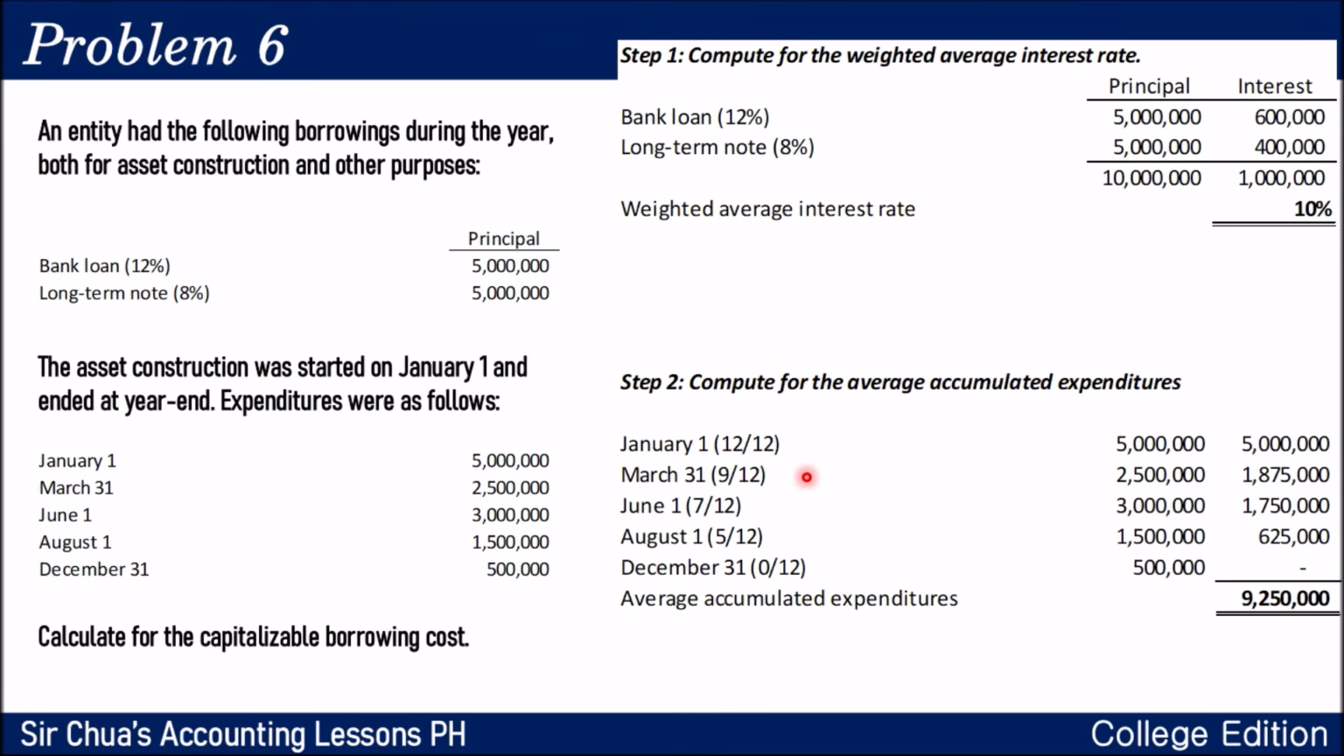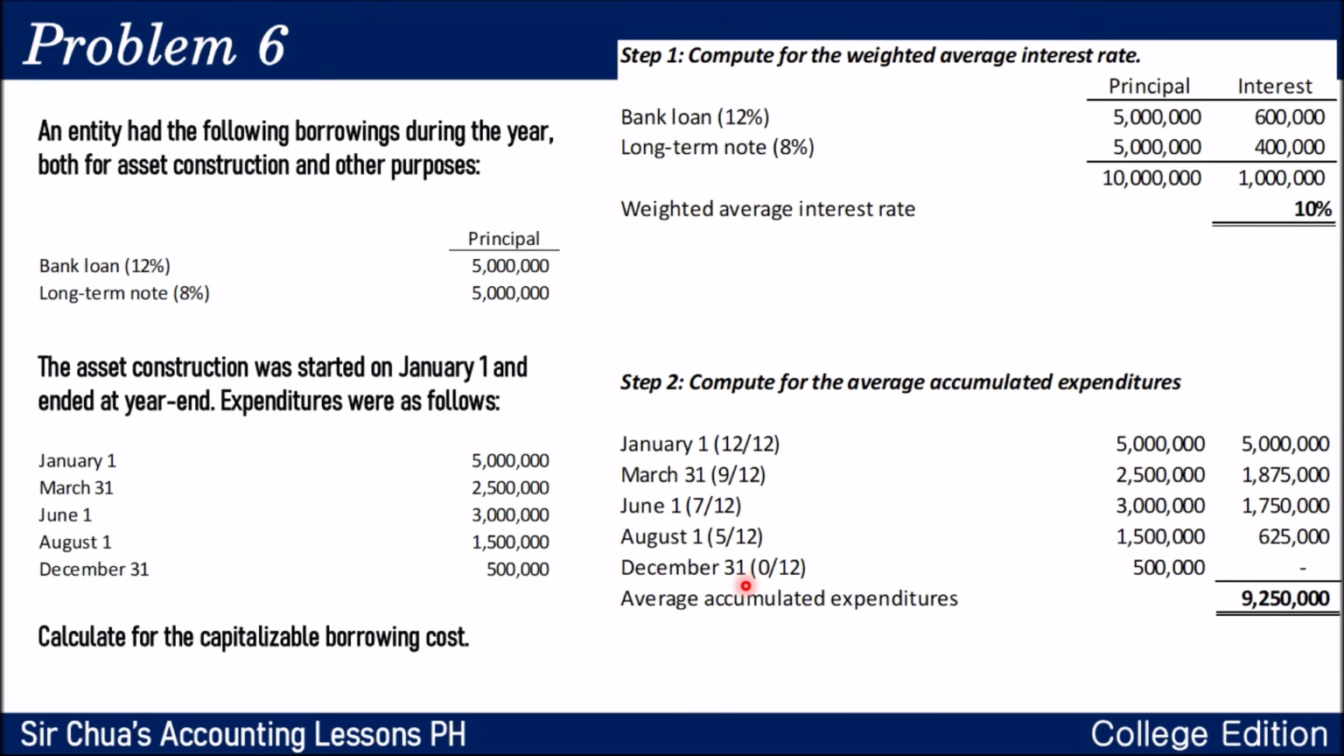Paano naman pag March 31? That will be regarded as anong kasunod ng March? April 1. So, bilang kayo, April, May, June, July, August, September, October, November, December. 9 months lang yon. So, 9 over 12. So, yung 2,500,000 natin, i-multiply natin ng 9 over 12, 1,875,000. Then, do the same for all these three. Magzi-zero po talaga yung December kasi December 31. End of year na po.